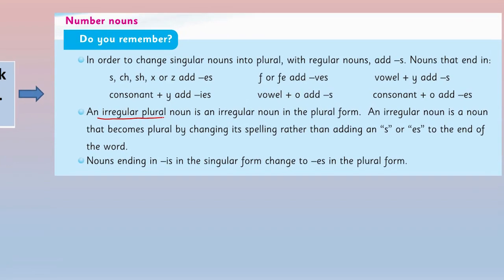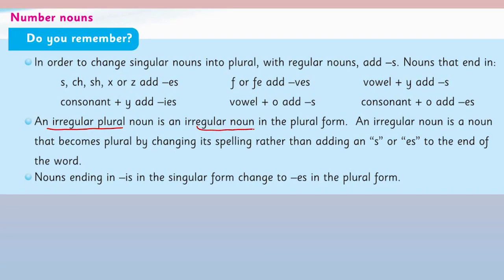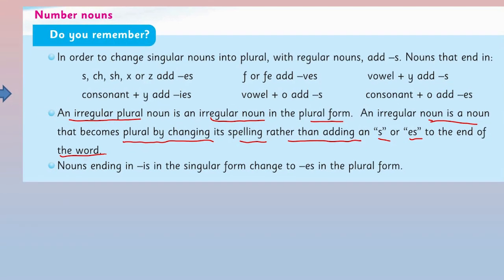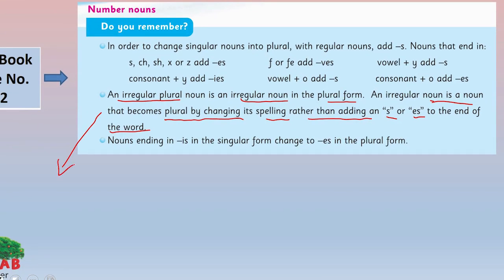An irregular plural noun is an irregular noun in the plural form. An irregular noun is a noun that becomes plural by changing its spelling rather than adding s or es to the end of the word. Let me give you some examples of irregular nouns, like woman. This stands for one, singular. But if we change it into a plural form, it will be changed like this. We will only change its spelling. We have added e here. Let me give you another example.